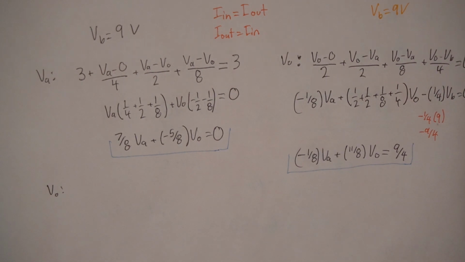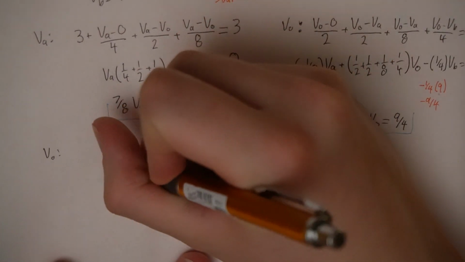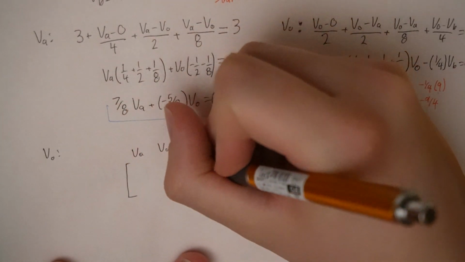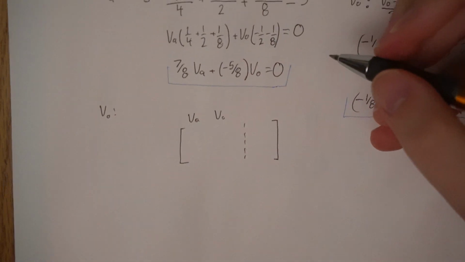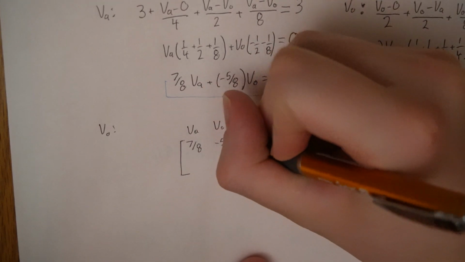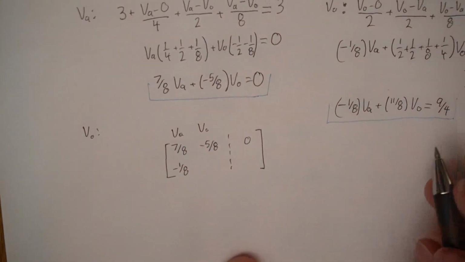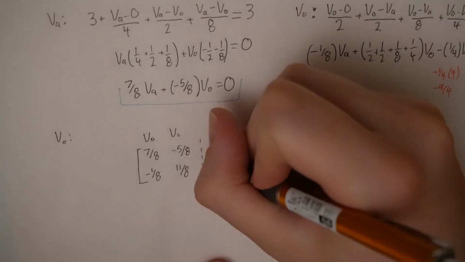I have two equations and two variables. I can solve this with substitution, but I'm lazy. I'm going to just put it in a matrix in my calculator. So if I do that, I have my matrix. I'll have VA, VO, and whatever is on the other side. Entering the coefficients in: 7 over 8, minus 5 over 8, 0. Minus 1 over 8, 11 over 8, 9 over 4.